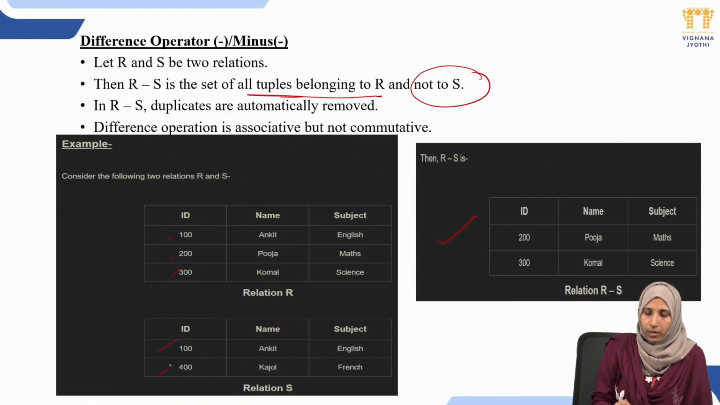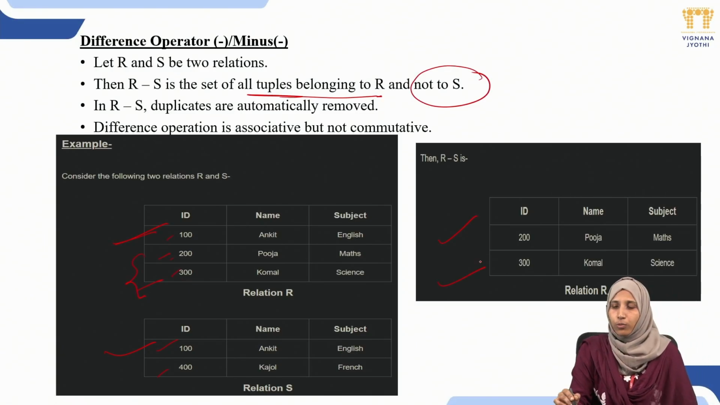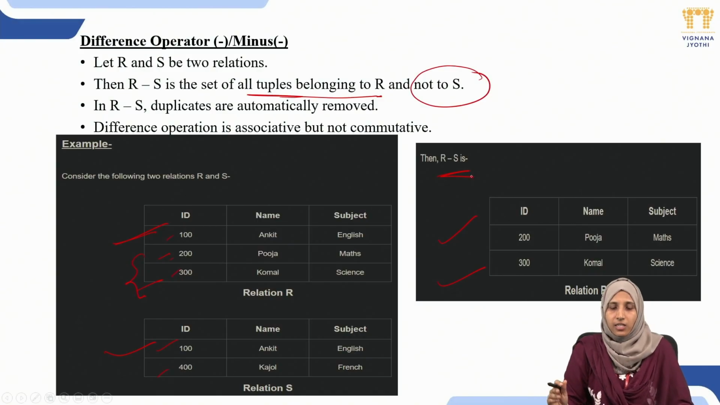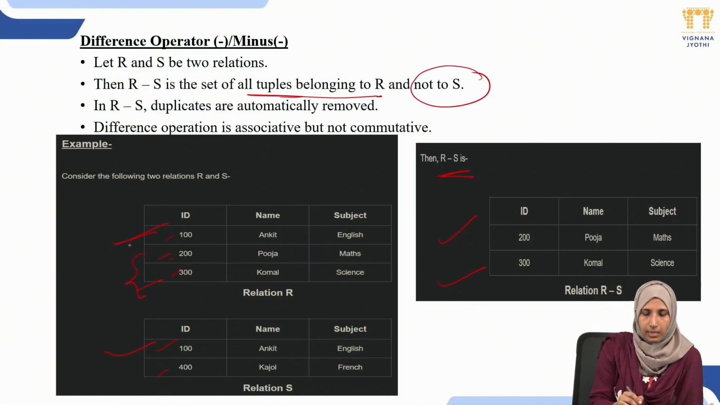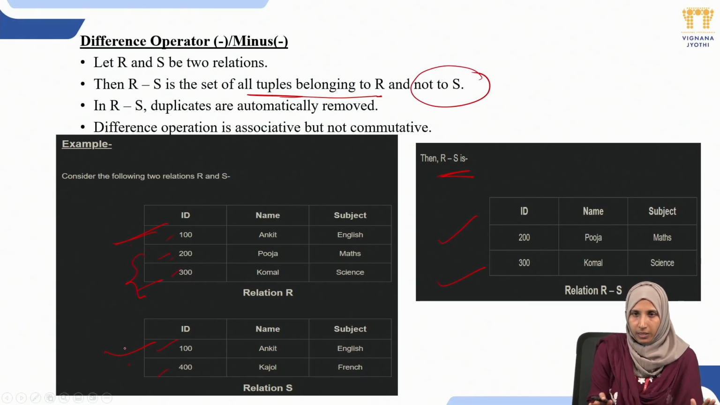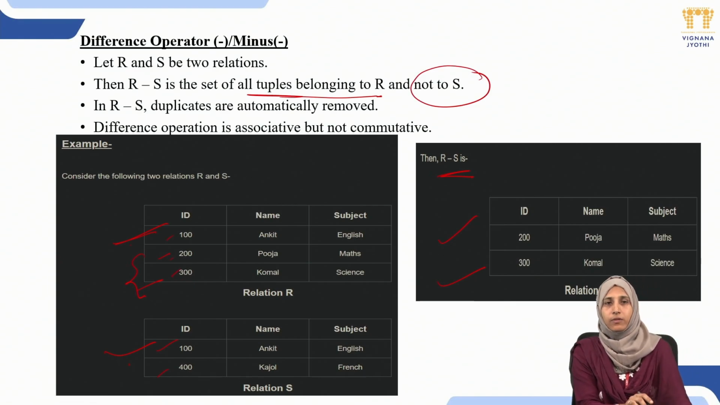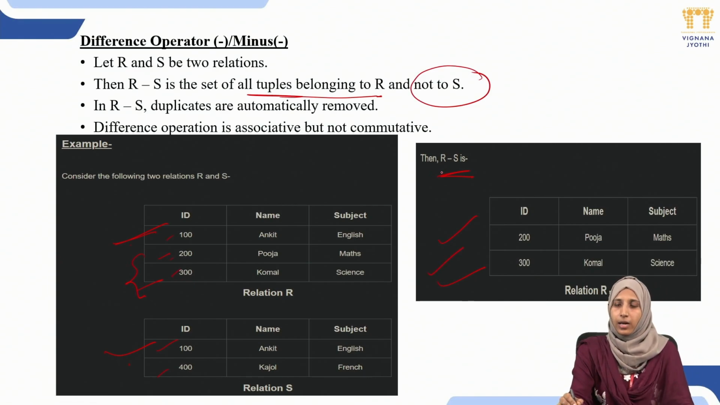Here 100 and 400 are there. Which is the common row present between this and this? That is the first row, that is 100, Ankit and English. So other than this 100, the remaining 200 and 300 rows will be my output for R minus S. In a simple way, the common rows present between the first table and the second table will be eliminated, and the remaining rows from your first table will be the result for R minus S. I hope you understood.